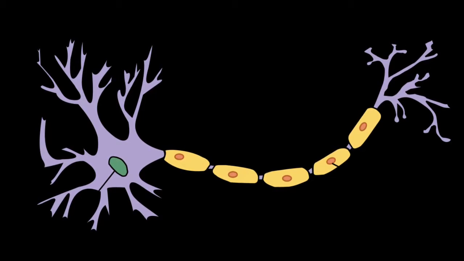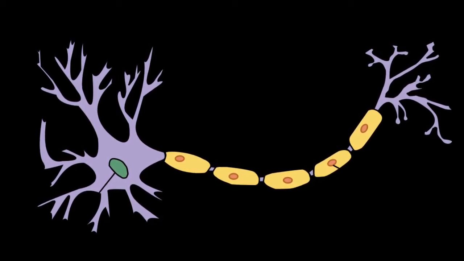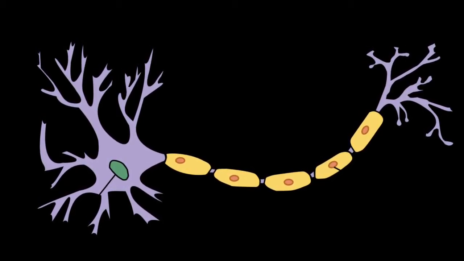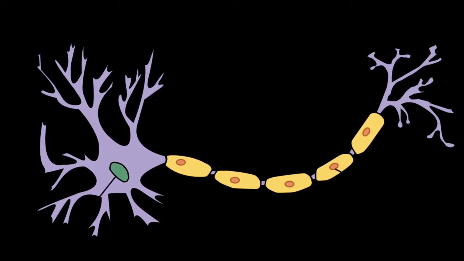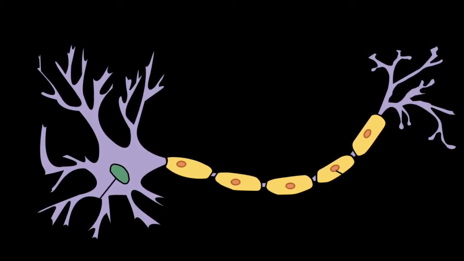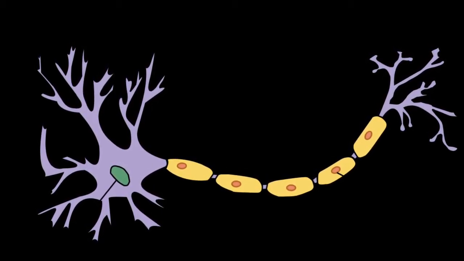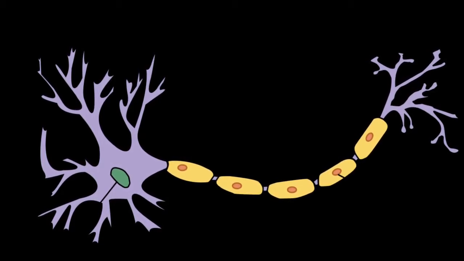This is a neuron. A neuron consists of a dendrite, cell body, axon, nodes of Ranvier, and axon terminal. Electricity flows in through the dendrites into the axon, and this is where action potential occurs.